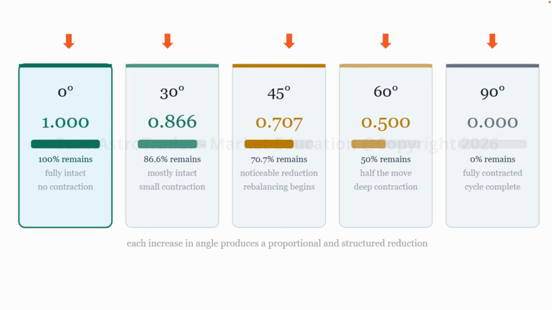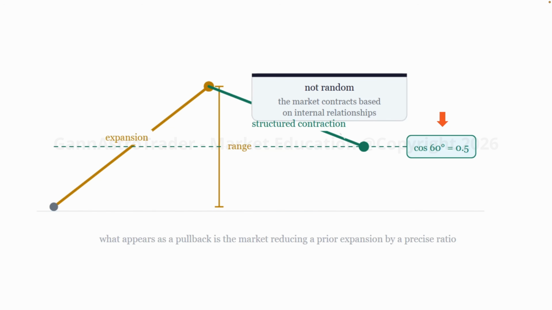This progression is not random. It follows a precise mathematical structure, where each increase in angle results in a proportional reduction of the original move. If market movement follows structure, then contraction should also follow structure. What appears as a pullback is not random. It is the market reducing a prior expansion based on internal relationships.